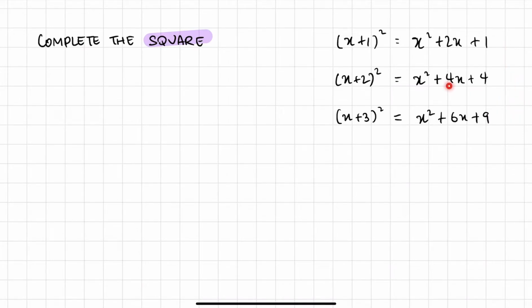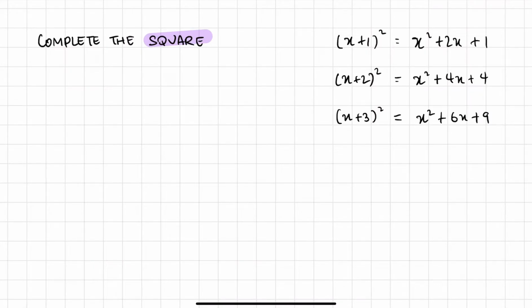So if you look at 4, half of 4 is 2, and if you square that number, you will get 4. Same thing with 6. If you halve 6, it's 3, and if you square it, you get 9. So if you see that sort of pattern happening, then you've got yourself a perfect square. There's a really nice visual representation that Eddie Wu gave, so maybe I'll link that in the description. But in this video, I'm just going to focus more on how to actually complete the square when you're given it as a question.